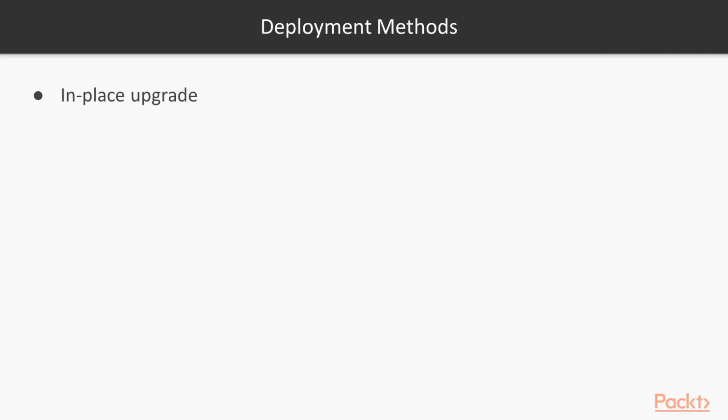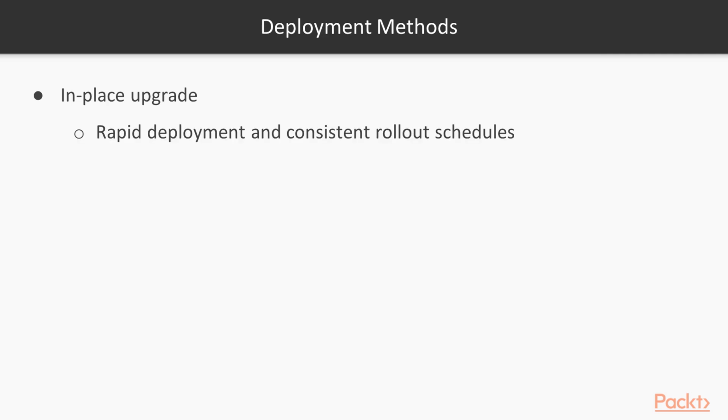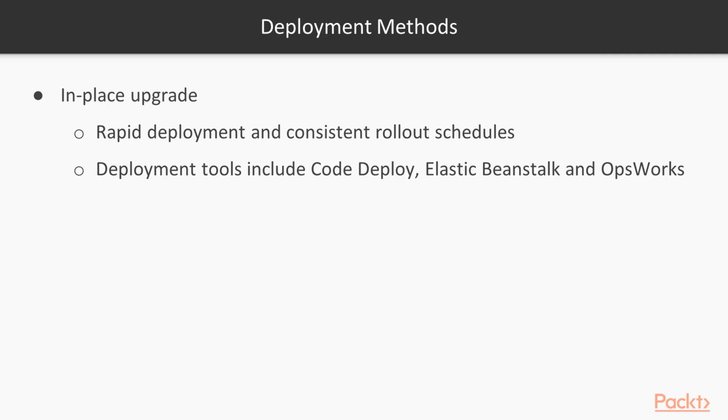We have what's called the in-place upgrade. This is where you perform application updates on an existing fleet of EC2 instances. It gives you rapid deployment and consistent rollout schedules, and your deployment tools include CodeDeploy, Elastic Beanstalk, and OpsWorks that you can use to perform your in-place upgrades.